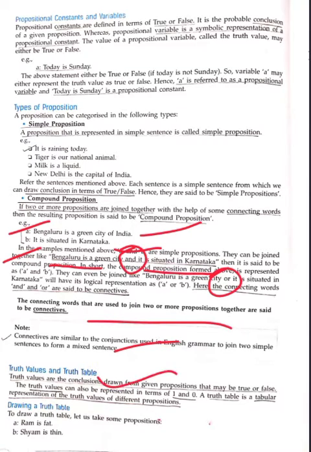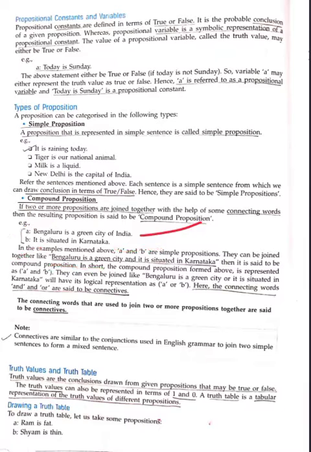Now, truth values and truth table. Truth values are the conclusions drawn from given propositions that may be true or false. The truth values can also be represented in terms of 1 and 0. And what is a truth table? That is the tabular representation of the truth values of different propositions.